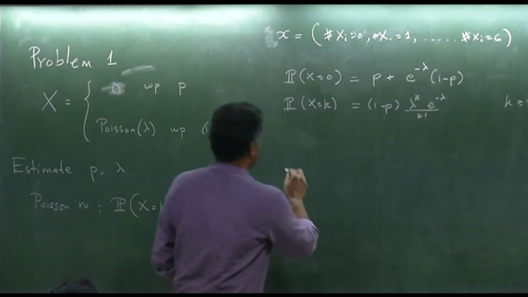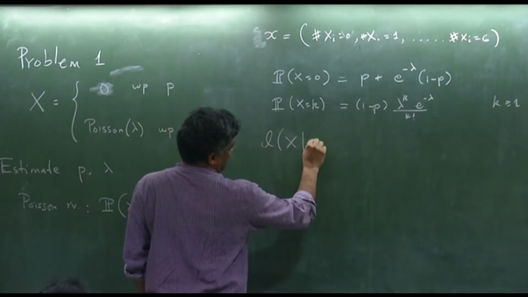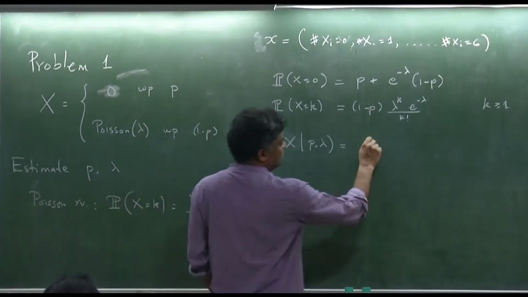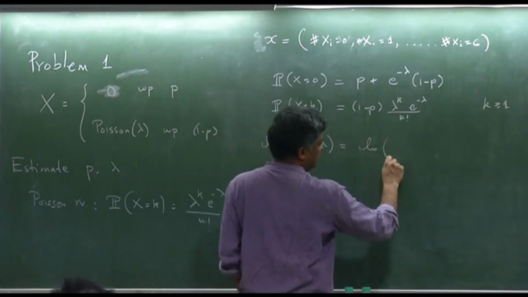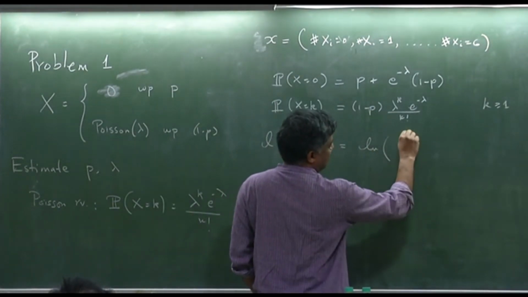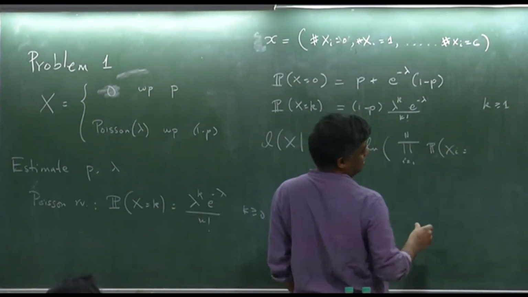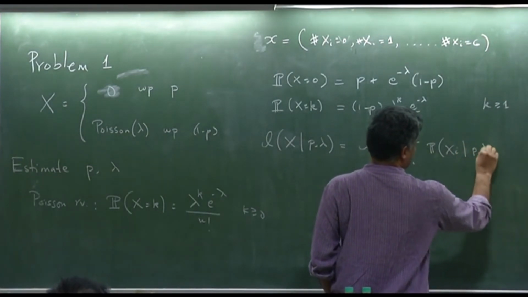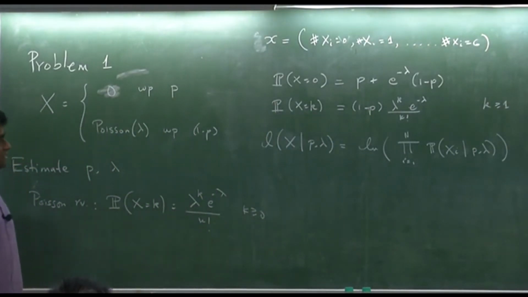So the likelihood of data given p and lambda is going to be the log. I want to look at the log likelihood. So it's the log of the product of i going from 1 through some n of the probability of xi given p and lambda. Right, and how would we write this out?